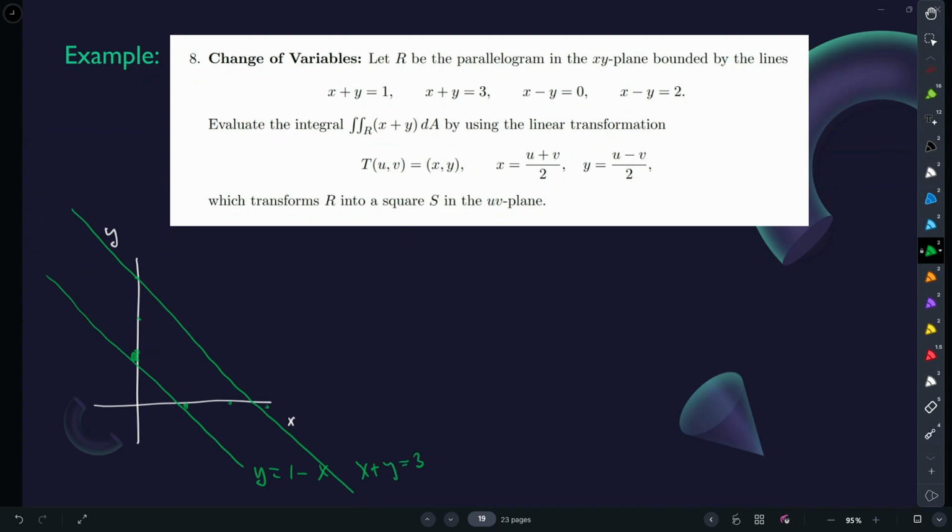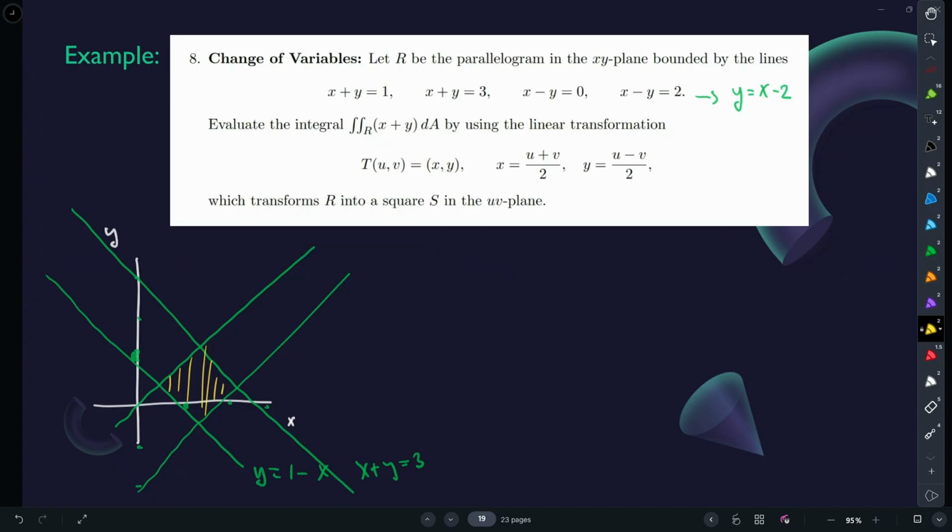Then I have x minus y equals 0. That is the main diagonal. And I have x minus y equals 2. That is a line that goes, this one is y equals x minus 2. So it starts at, when x is 0, it's minus 2, and then it just goes like this. Okay, this is not accurate. It looks like that. So the region R is here.